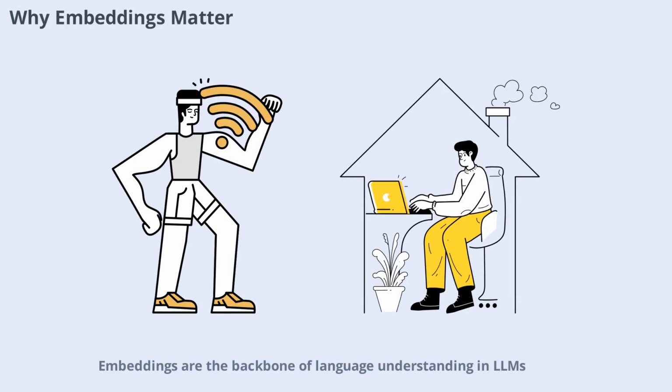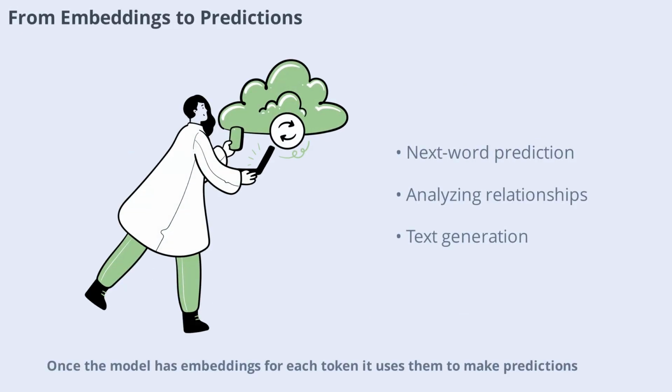Embeddings are the backbone of language understanding in LLMs. They allow the model to capture complex relationships between words, phrases, and even entire sentences. This deep understanding is what makes LLMs so powerful, enabling them to generate text that feels natural and relevant. Once the model has embeddings for each token, it uses them to make predictions. For example, given the phrase, "the cat sat on the," the model predicts the next word by analyzing the embeddings and their relationships. This prediction process is at the heart of how LLMs generate text.